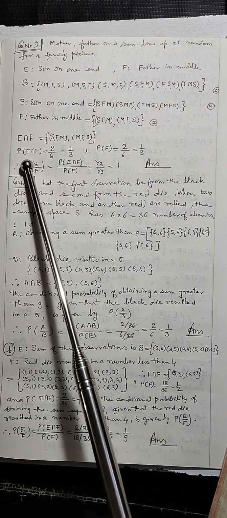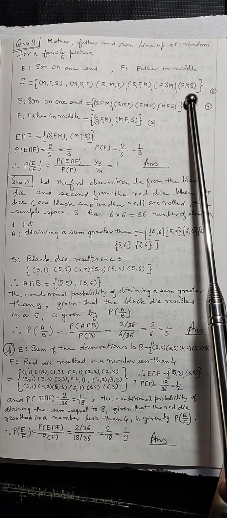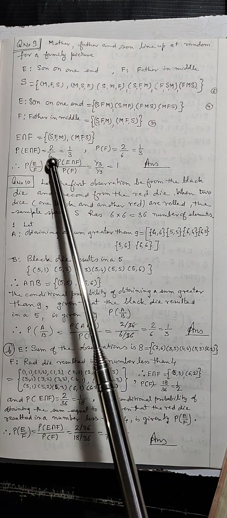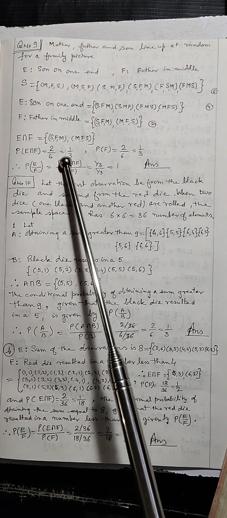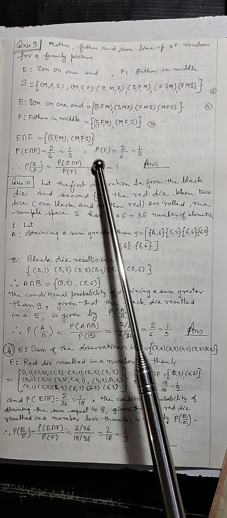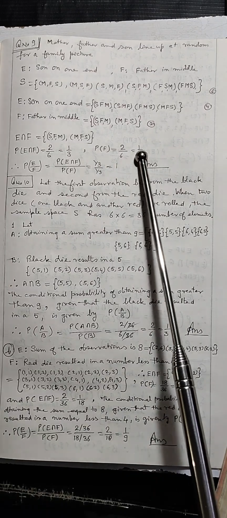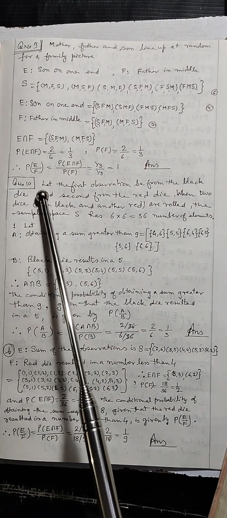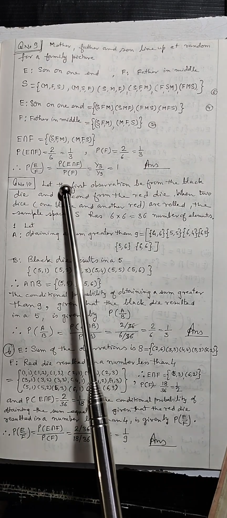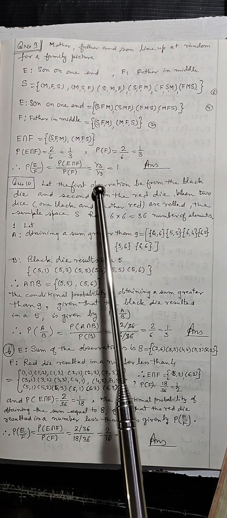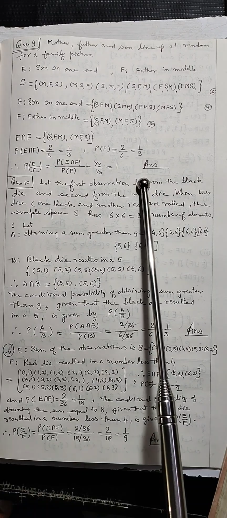Now the probability of E intersection F will be equal to 2 by 6, because 6 is the number of elements in the sample space and 2 is the number of elements in E intersection F. So it will be equal to 1 by 3. Now the probability of F, there are two members again, 2 by 6, that is 1 by 3. So probability of E upon F will be equal to probability of E intersection F upon probability of F, that will be 1 by 3 upon 1 by 3, and it will be equal to 1. And this will be the required answer of question number 9.